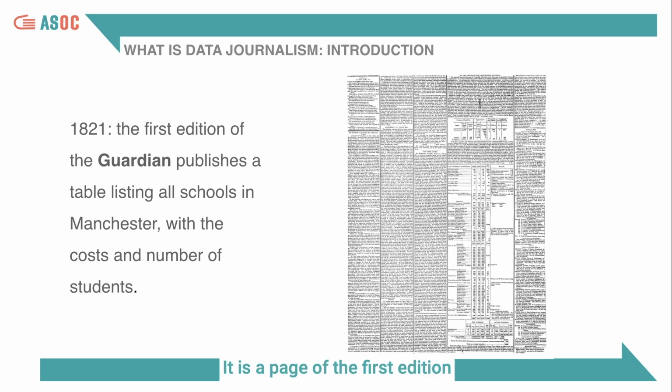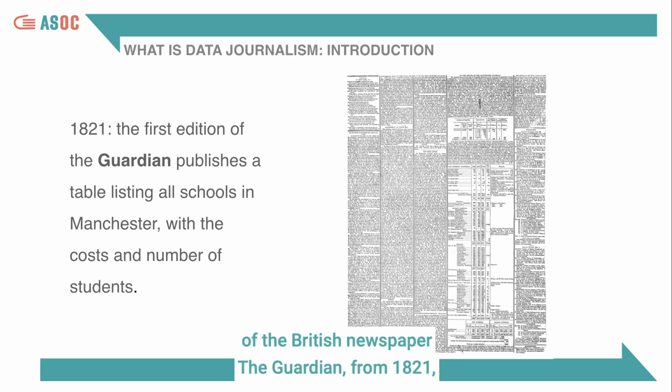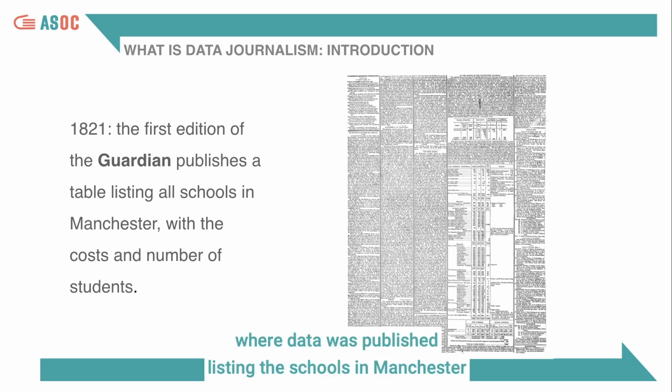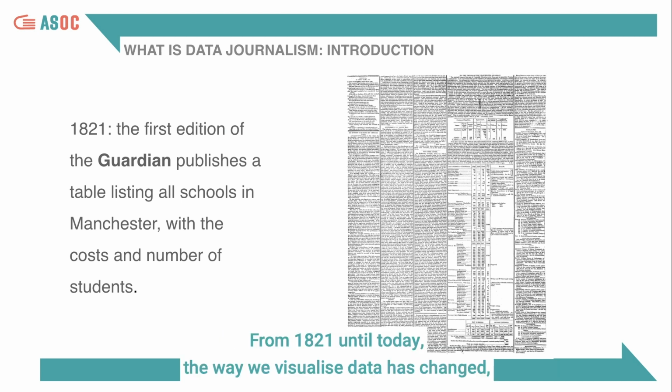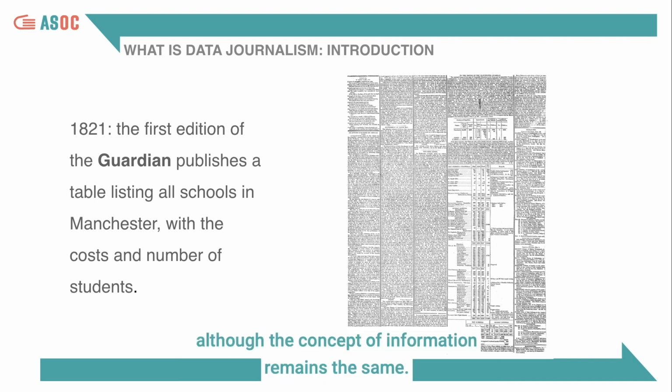It is a page of the first edition of the British newspaper, The Guardian, in 1821, where data was published listing the schools in Manchester, along with the registration costs and the number of students. From 1821 till today, the change has been the data visualization and representation, even where the information remains the same.